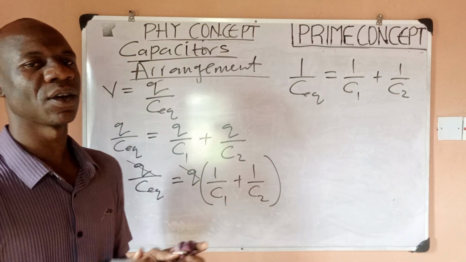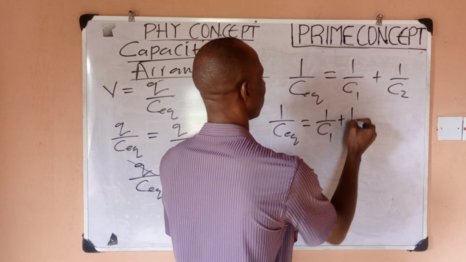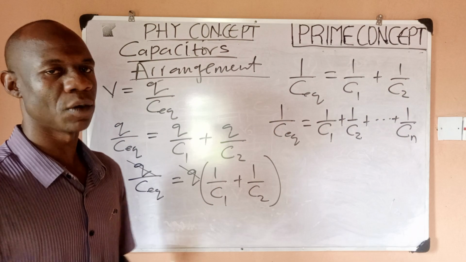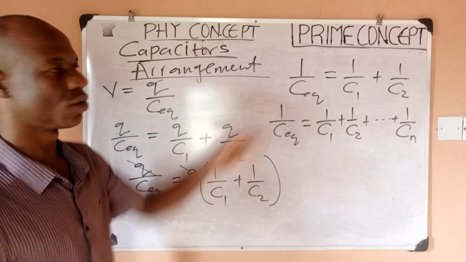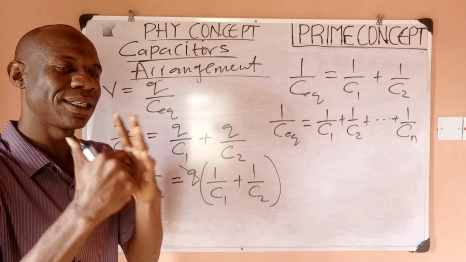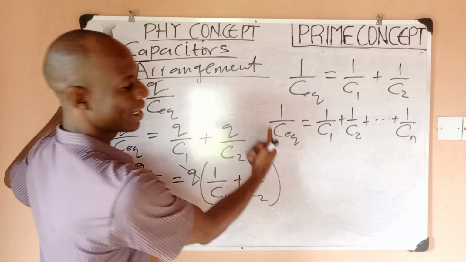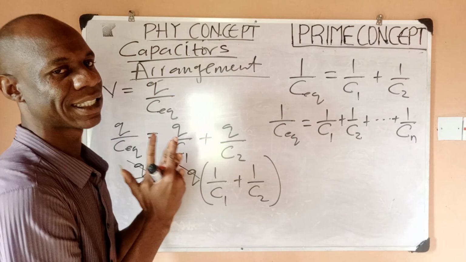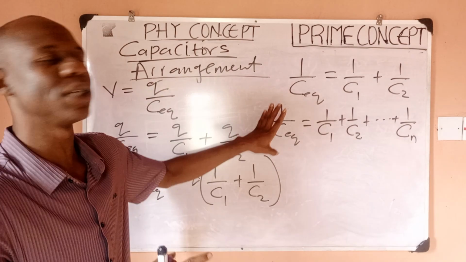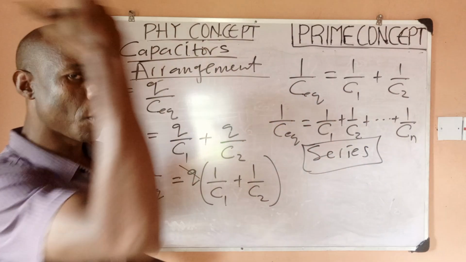And if you have so many capacitors arranged in series, then you have 1 over C equivalent equals 1 over C1 plus 1 over C2 plus 1 over C3, and depending on how many you have, you can always use this sum to get them, right? I believe this is very clear to you. Now take note, the formula for finding equivalent capacitance is the direct opposite of that for resistors. For capacitors in series, the equivalent is the reciprocal, right? Not the direct addition. So take note of that. This is the formula for finding equivalent capacitance of series arrangement. So take note of this. This is series arrangement, which is actually the opposite for resistors, right?